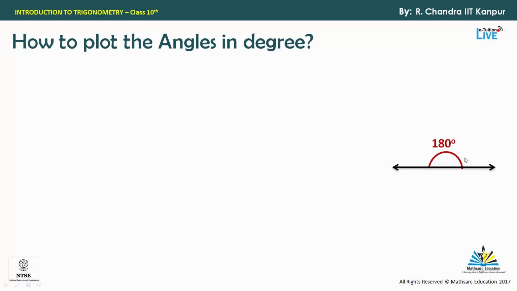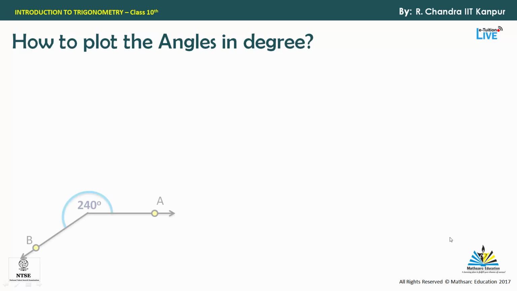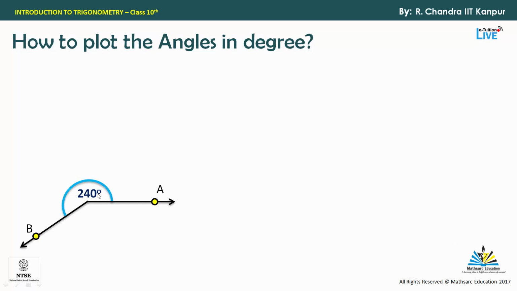There is 180 degrees, as you can see, a single line, and we call this a straight angle. Here is a 240 degree angle, and we call this a reflex angle, since this angle is greater than 180 and less than 360 degrees. Again, this is the 240 degree angle, and in the reverse direction we will have minus 120 degrees as the same angle.